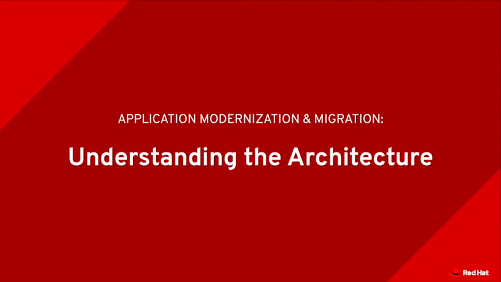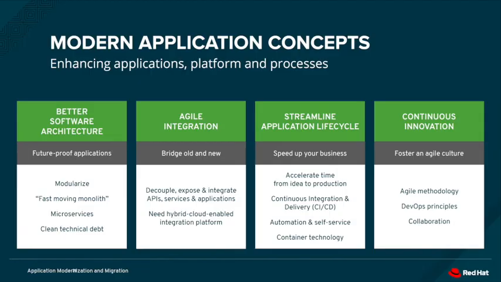So let's talk about understanding this modern architecture. What does it mean and what does it comprise of? But before we go there, first let us agree on modern application concepts. IT revolves around building better application software architecture, which is future-proof, can bridge communication between old and new applications, and do it much quicker and in a highly innovative and collaborative manner by embracing agile culture.